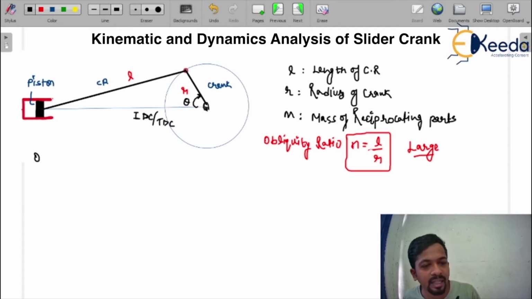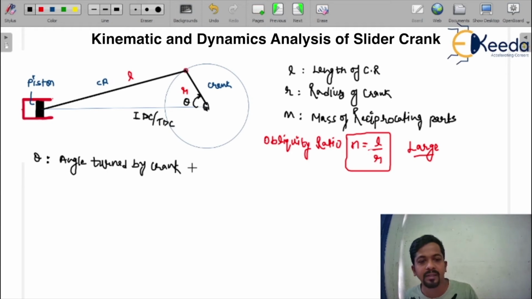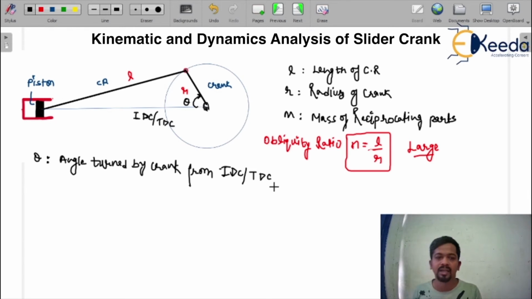So here I am writing that theta denotes the angle turned by the crank. Angle turned by the crank from inner dead center or top dead center. Okay, from inner dead center or top dead center. This is the angle turned by the crank.